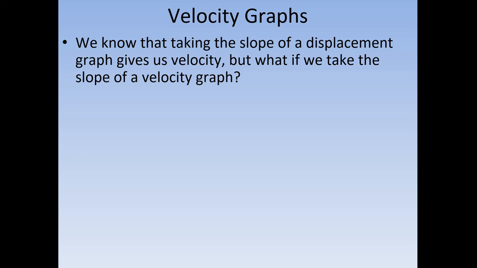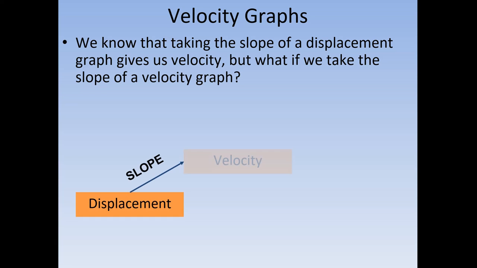So in the last video, we left off talking about how we can determine the velocity coming from a displacement graph. We had a bunch of different graphs, and we were able to figure out what each type of graph is basically trying to convey. So the next question is, if taking the slope of a displacement graph gives us velocity, then what would happen if I take the slope of a velocity graph? Displacement, slope, gives me velocity. Slope of that gives me what? Well, that's a good question.